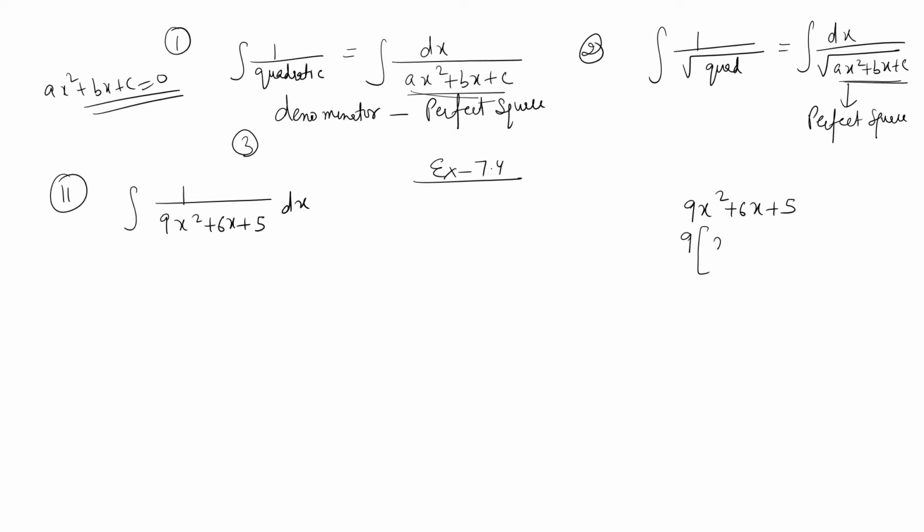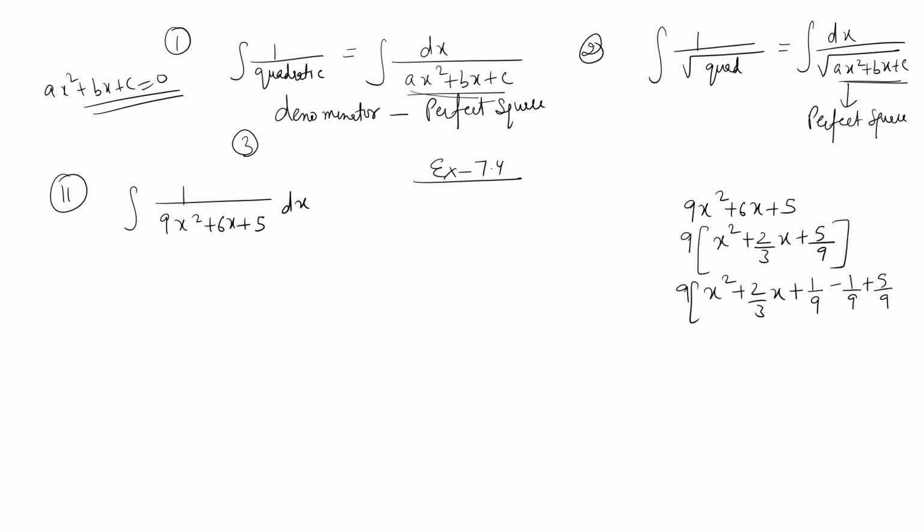That you take 9 common, it will be x square plus 6 upon 9. 6 upon 9 can be 2 upon 3x plus 5 upon 9, right? Make x square free from this coefficient. Then it is x square plus 2 by 3x, right? Now add half of square of coefficient of x. So 2 by 3 into half will be your 1 by 3. So that means you're going to add 1 by 9. 1 by 3 whole square is 1 by 9 and subtract 1 by 9 also.